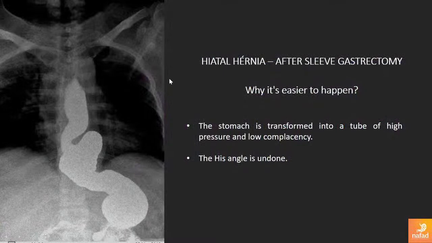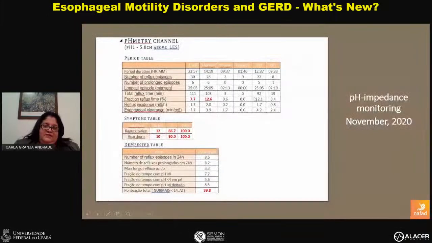Why does a hiatal hernia occur more easily after sleeve gastrectomy? The stomach is transformed into a tube of high pressure and low compliance, and the angle of His is undone.